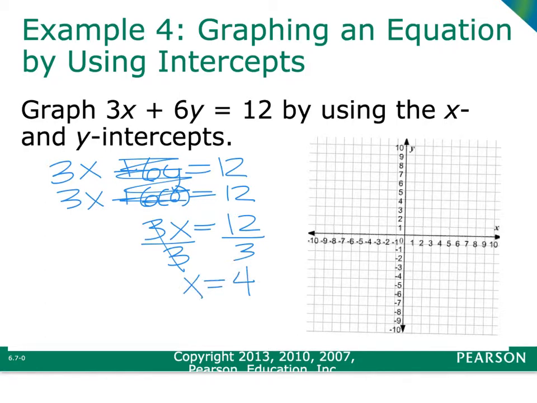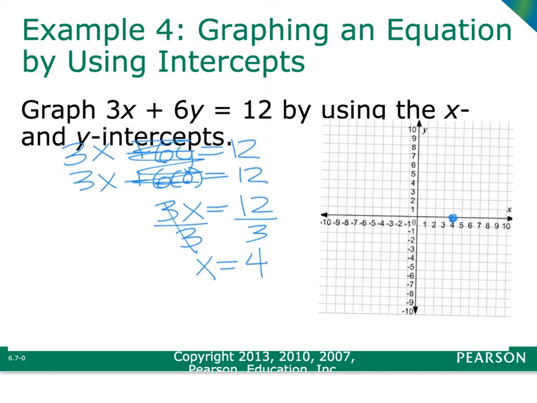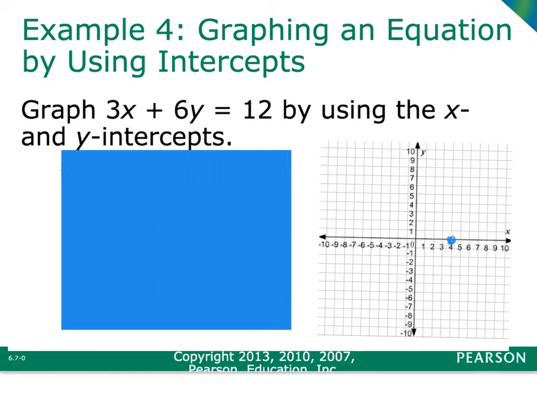So when you go to your graph, you're going to go to the x-axis, you're going to go right 4 spaces, and you're going to put a dot. You can also find your y-intercept. Let me just cover that up really quick. You can also find your y-intercept.